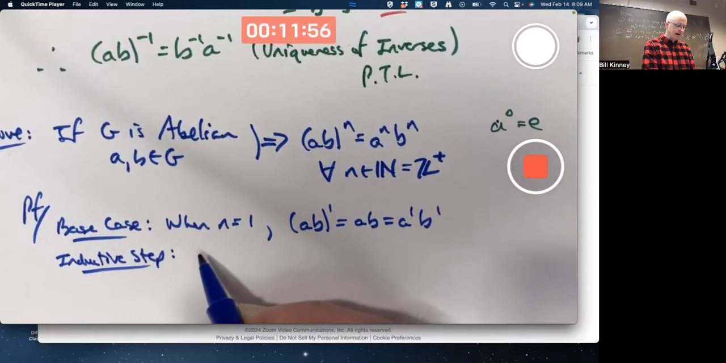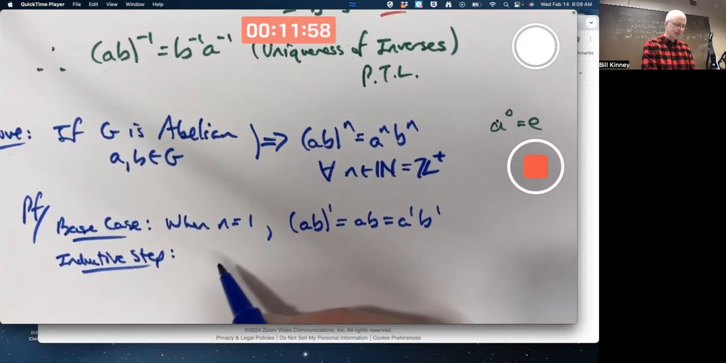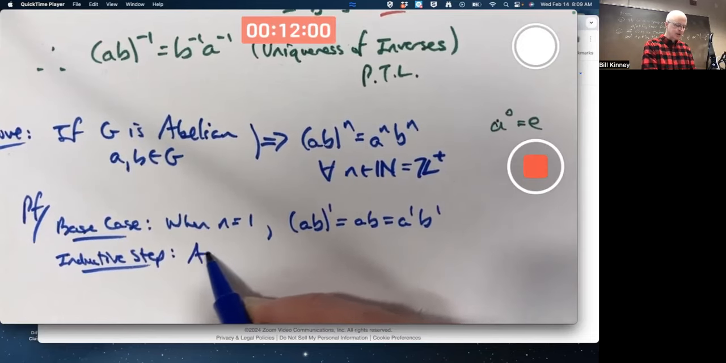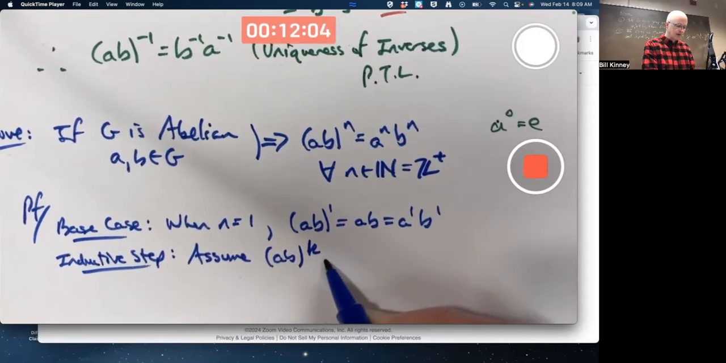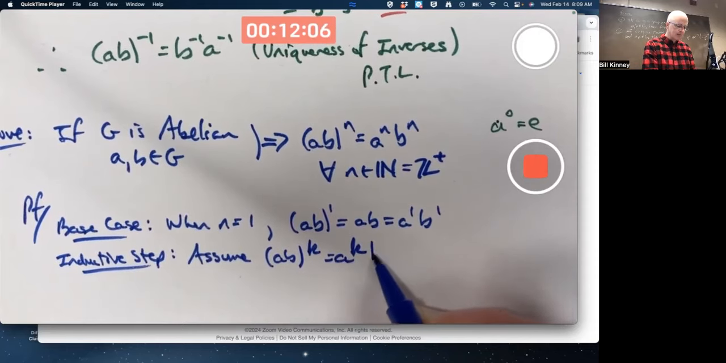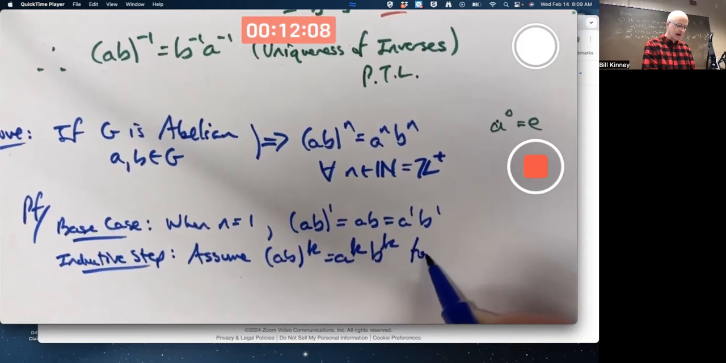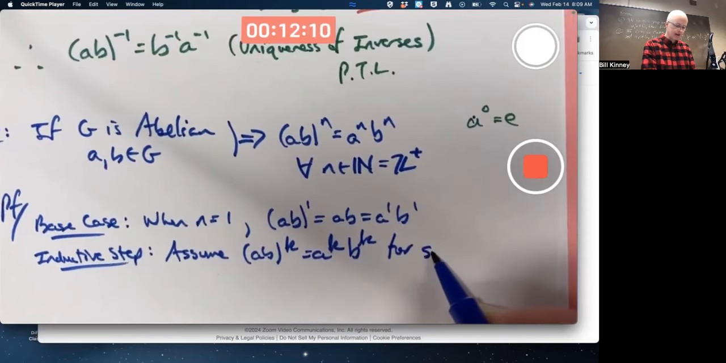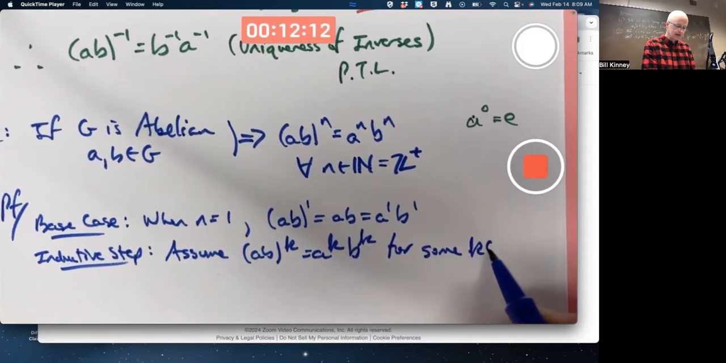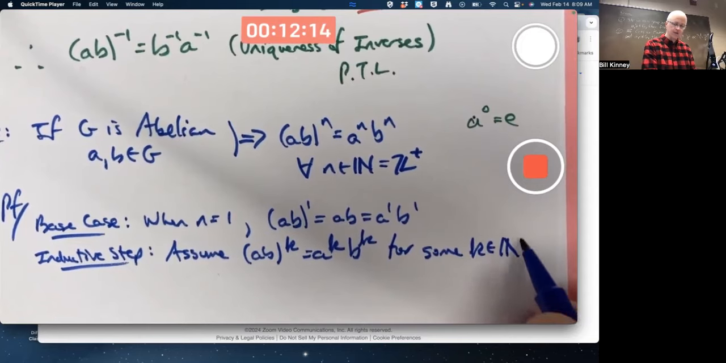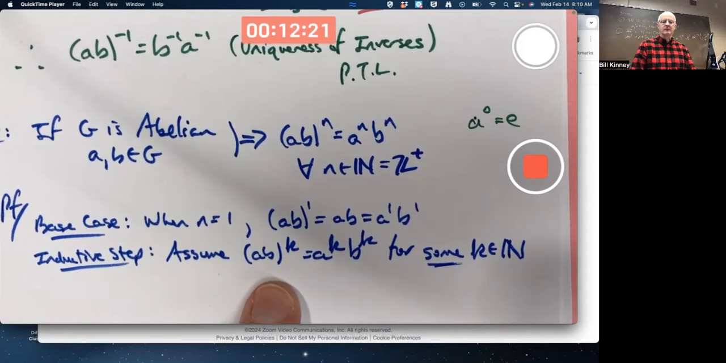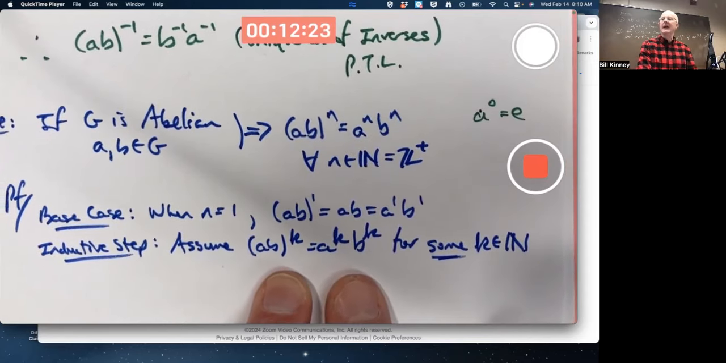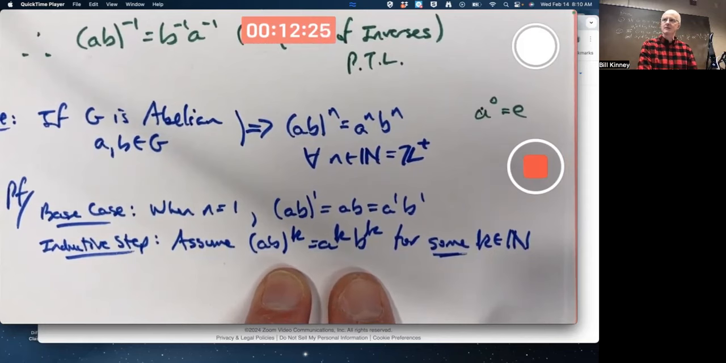I could call this the inductive hypothesis. Assume (ab)^k equals a^k b^k for some integer k, some positive integer, some natural number. Emphasis on the word some. We must show that this kind of equation is true when k gets replaced by k plus 1.